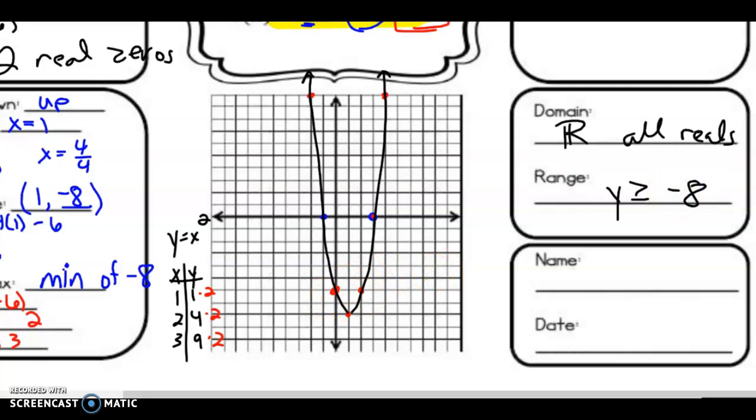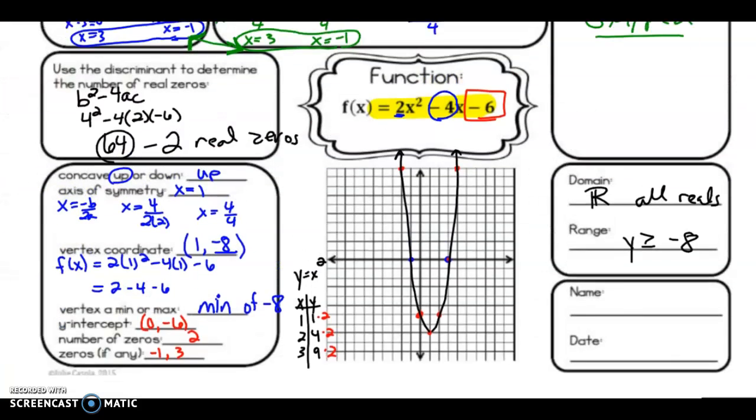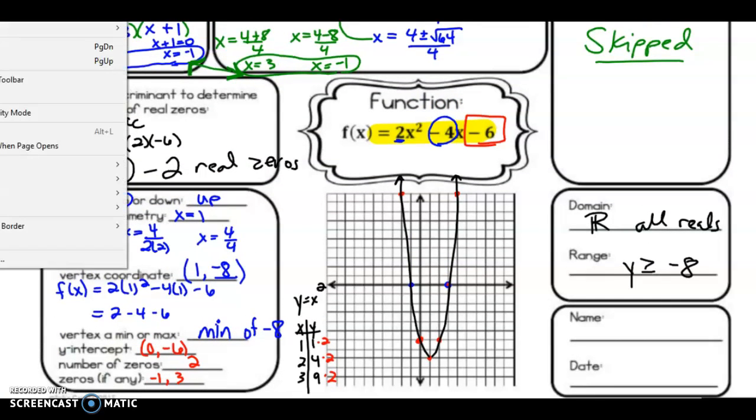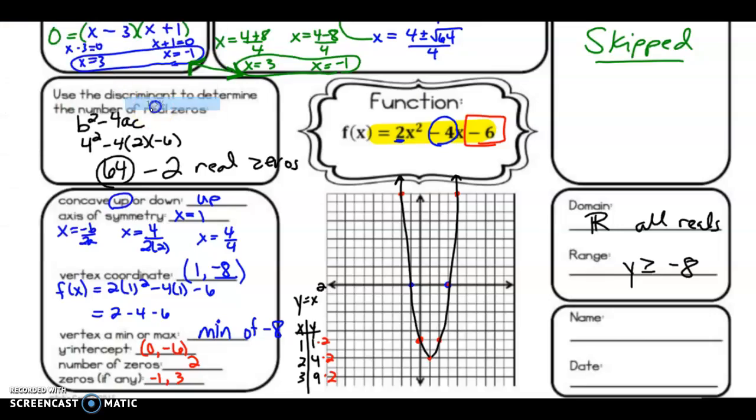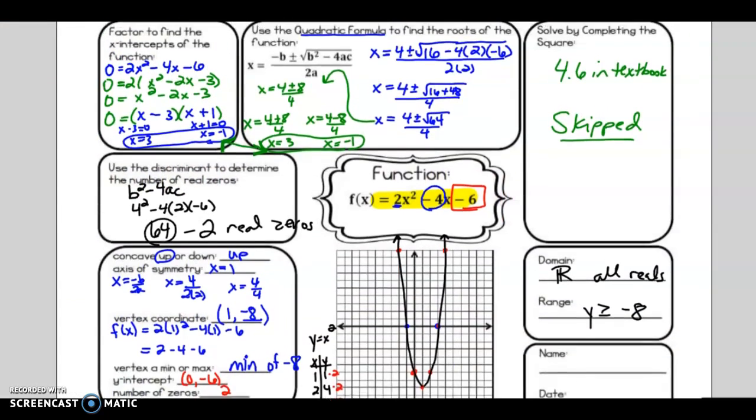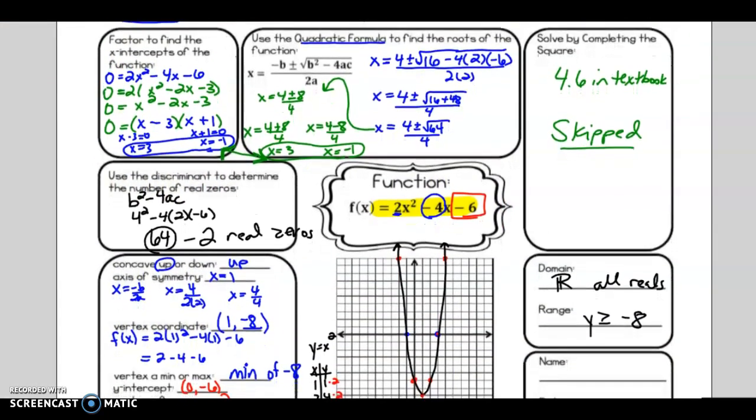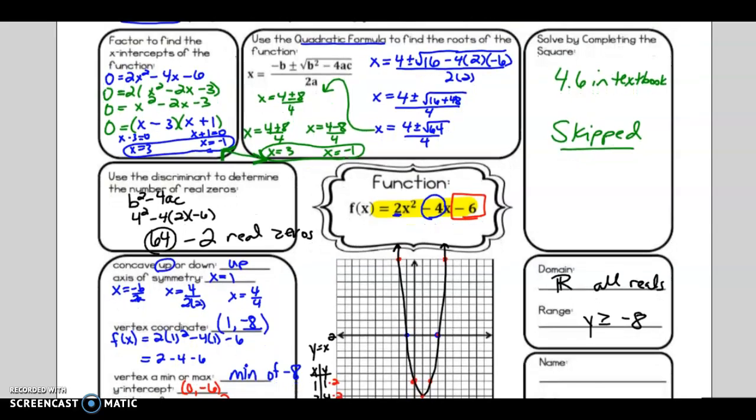Okay, let me zoom out a little bit. So this is the whole summary of chapter 4. The only thing that we skipped was completing the square. But this summarized the whole chapter 4. So if you could do all this without needing any notes or anything, that is my goal for you all. Okay? All right, so go ahead and flip it over, do the backside, and see if you can complete everything. All right, talk to you later.